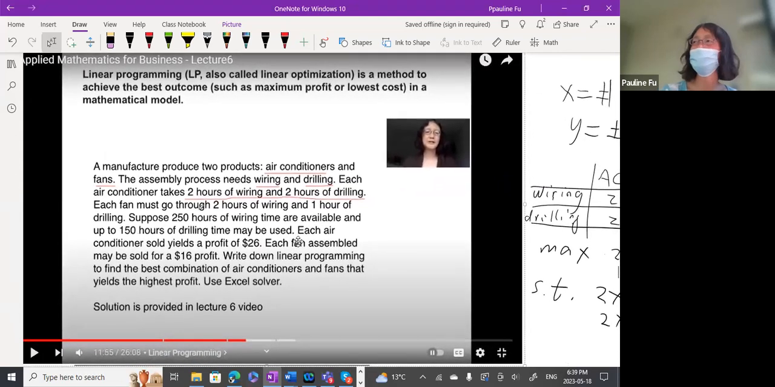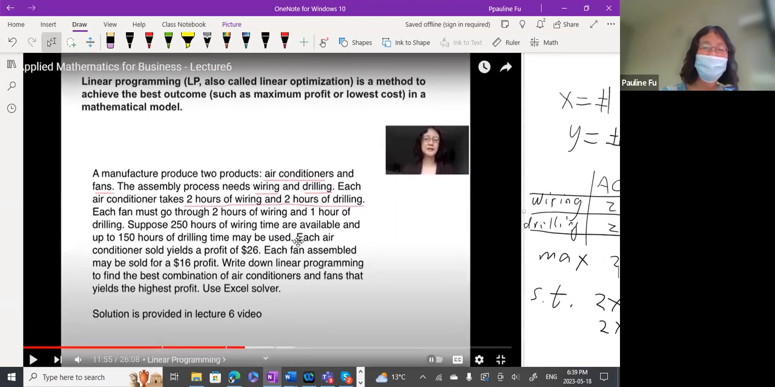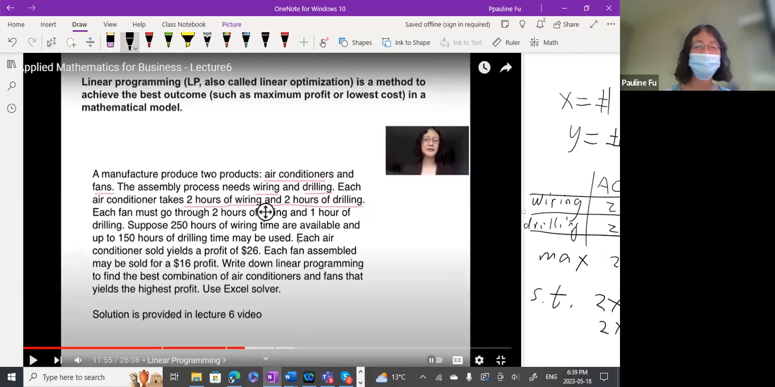Very complicated when you first look at this question. Okay. So I'll give you a few moments to read the question first. I'm sorry, the PowerPoint slide I posted on D2L does not have this example. So if you want, you can write down the notes for this example.